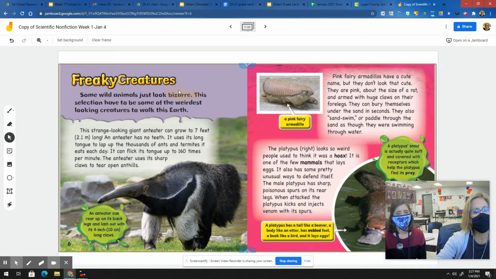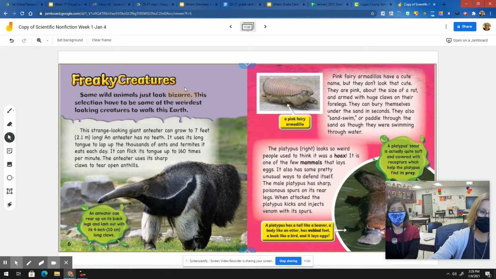I might make it consonant, vowel, consonant, and go biz. And the A is R-controlled. Bizarre. Some animals just look bizarre. Well, the whole text is about how animals are weird. And look, in the next sentence, this selection has some of the weirdest looking creatures on Earth.